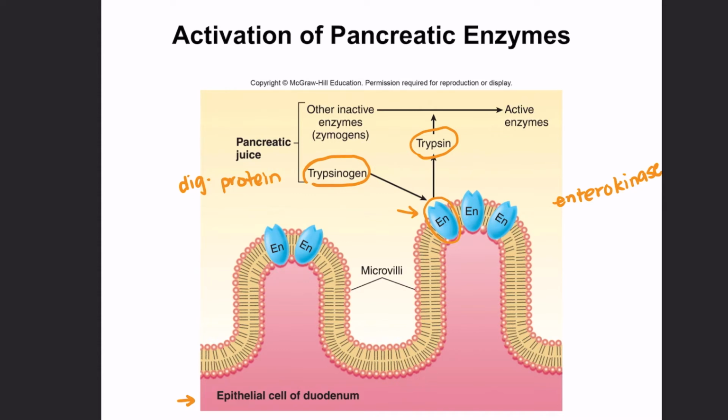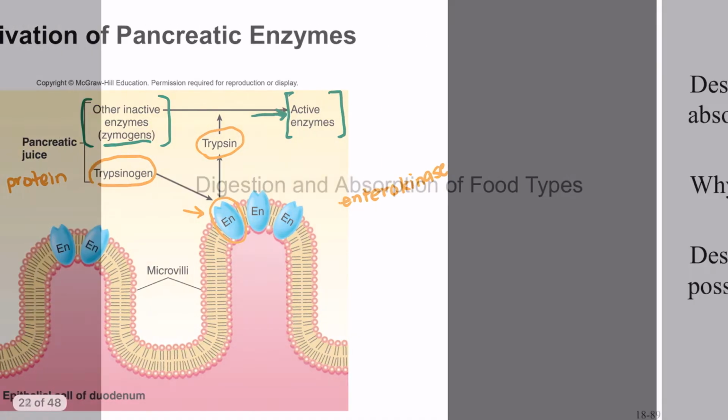Trypsin can also activate other inactive enzymes that come from the pancreatic juice to make them active. And so inactive enzymes are called zymogens. And again, especially in terms of digestion, we wouldn't want our enzymes to be in their active state within the cell.